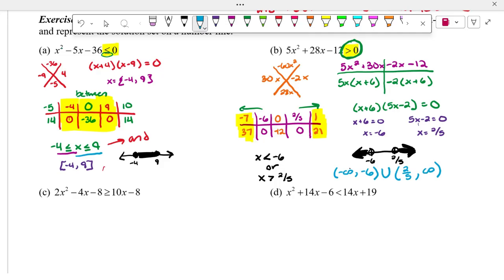You may not be required to put it in that method, you just may see it like that. So you need to understand what that means. Again, I don't care which way you write it, as long as you understand that's what it means.